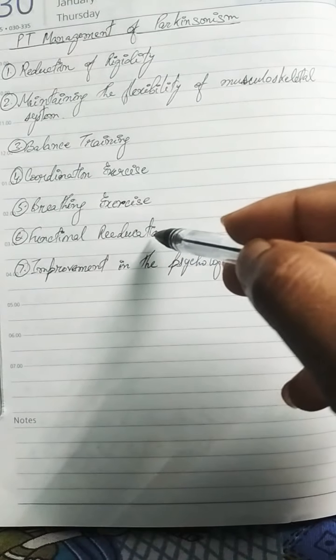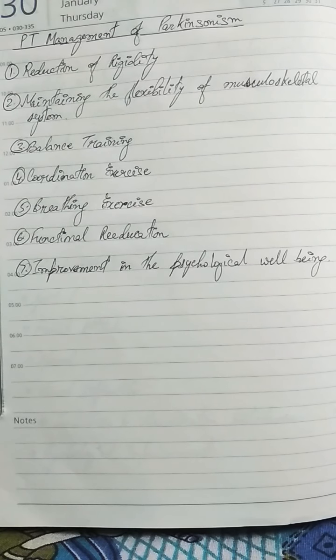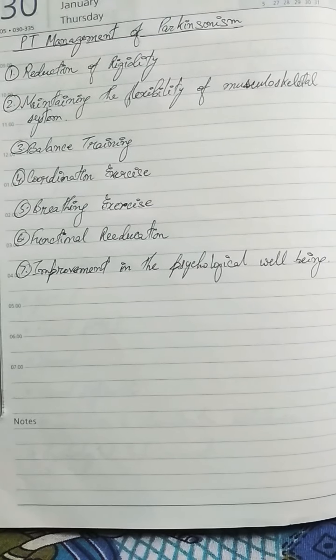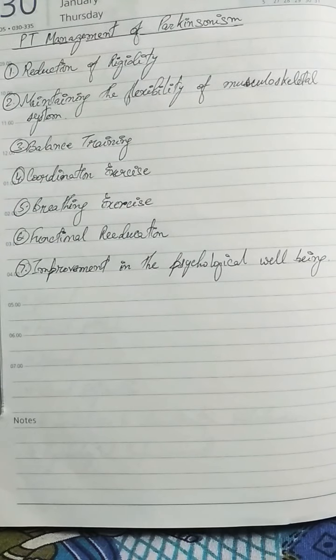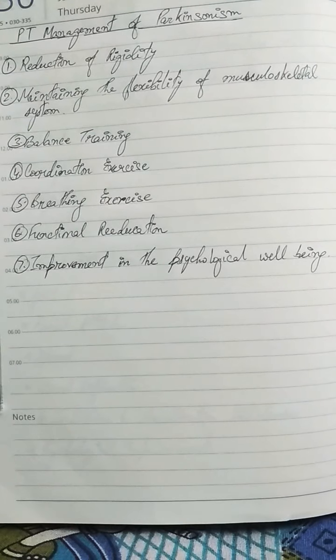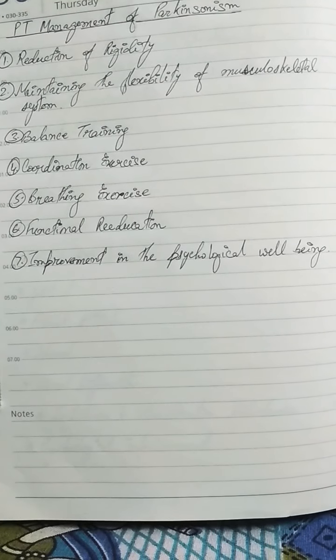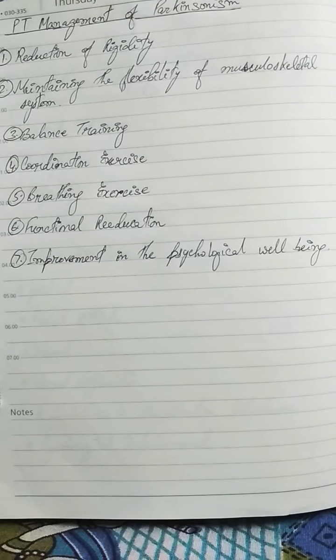Number 6 is functional re-education. Functional re-education means to re-educate the functions which the patient has lost. You can train the patient, for example, in turning in bed. Maybe a patient is immobile or cannot turn in bed much, so it can be taught passively first, and then with active assistance, and later on the patient can learn to turn in bed actively. So turning in bed, or getting from a lying position to a sitting position.